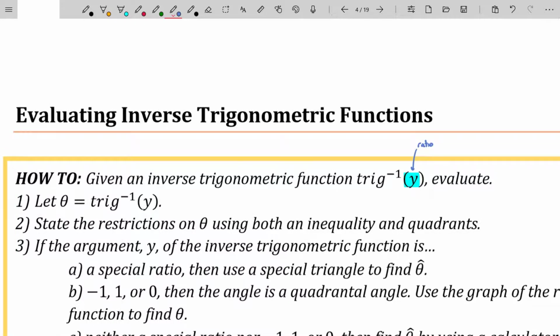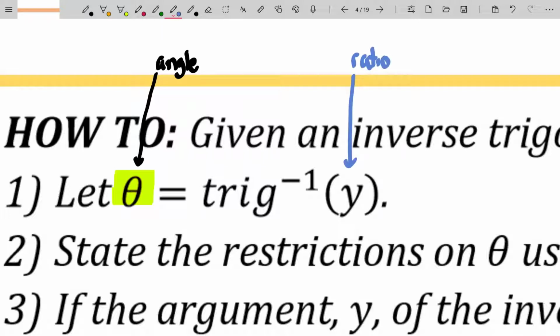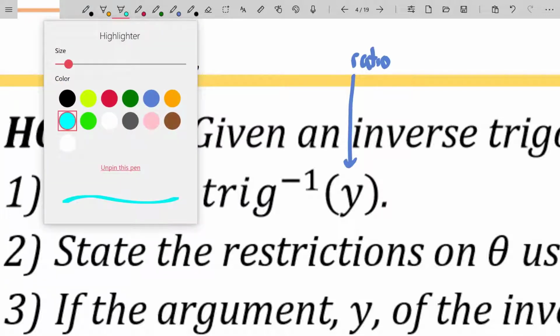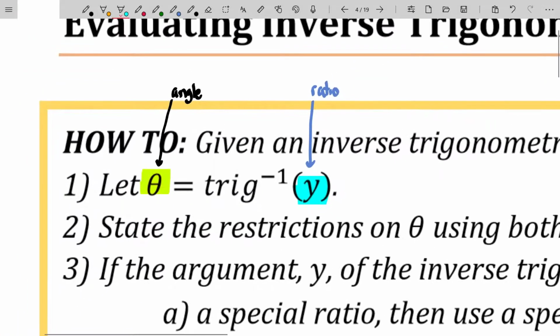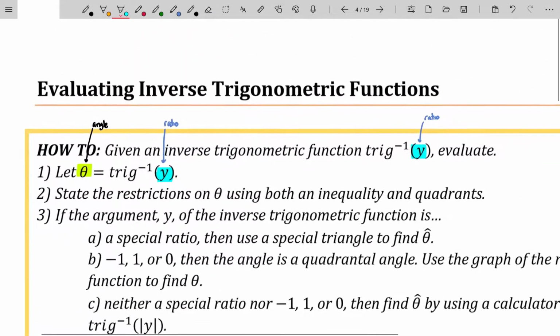And if you're asked to do that, the first thing you're going to do is let theta, which will stand for an angle, let me use yellow for that. So that is going to be an angle. We are going to let theta equal the inverse trig function of y. And again, y is a ratio. That's just something to be very critical about. I really want you to truthfully understand that. I think I made a big stink about it in the last video, but still important. Next thing you're going to do after that, that's a very simple step. Just let theta equal the inverse trig function.